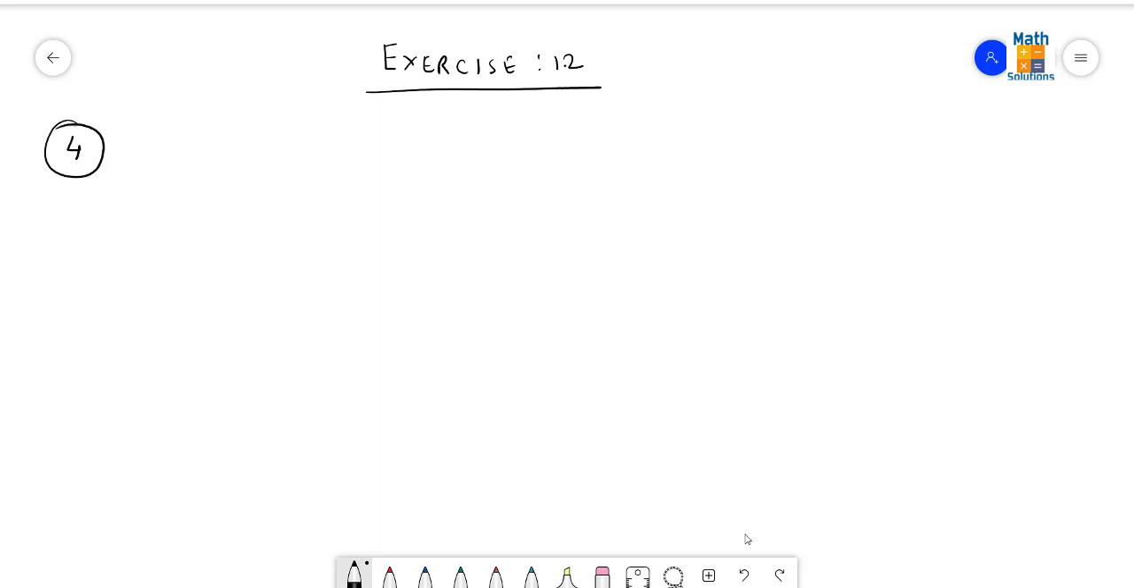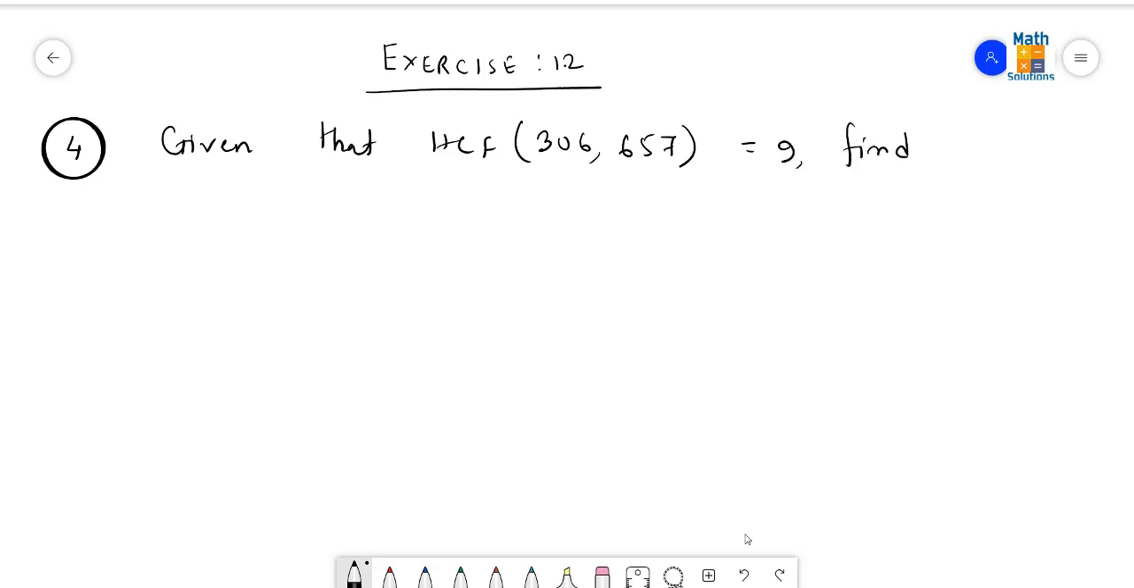So in question number 4 what is given? The question is this: given that HCF of 306 and 657 is equal to 9. Find the LCM of 306 and 657. So this is the question. So in solution part, what do we have to write?